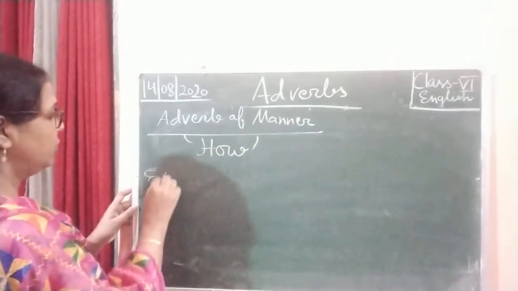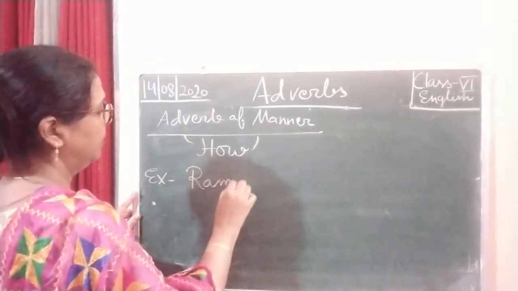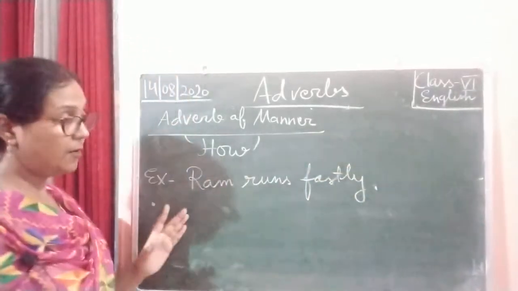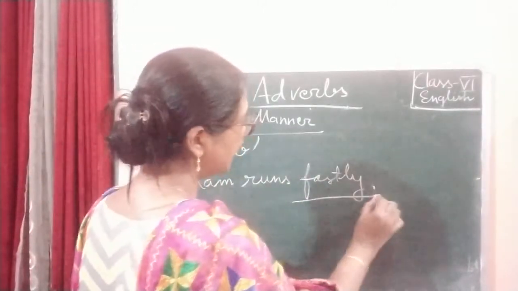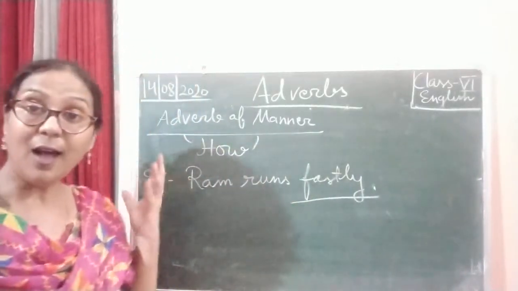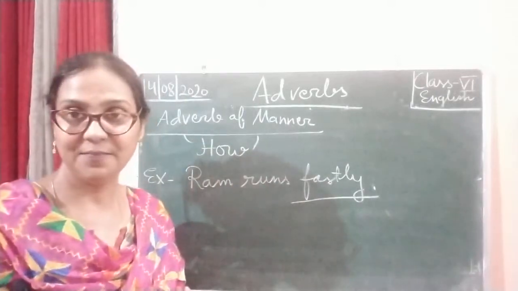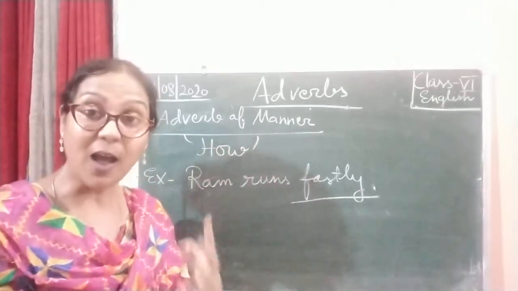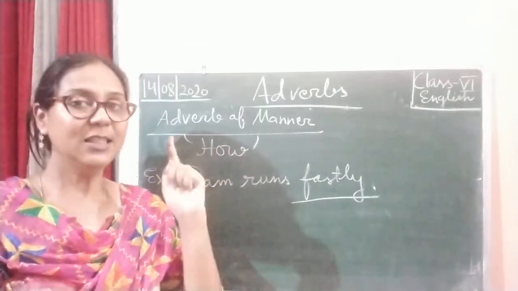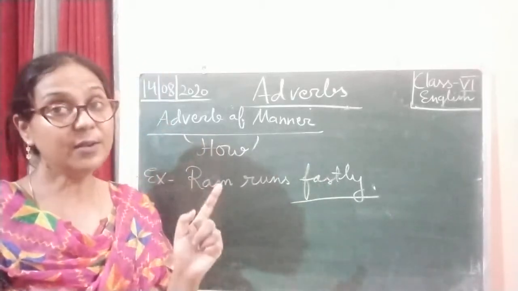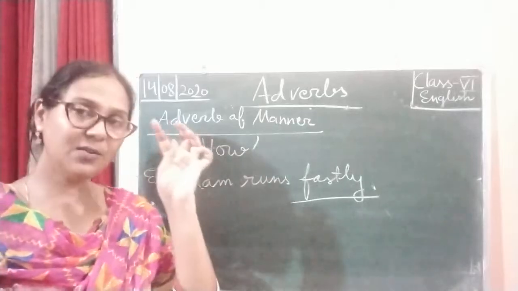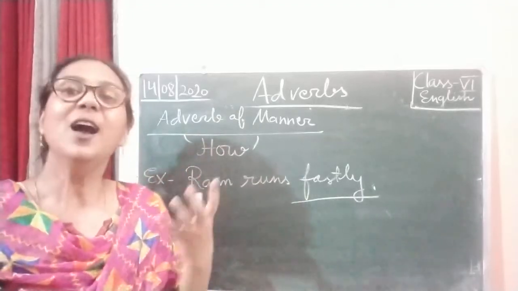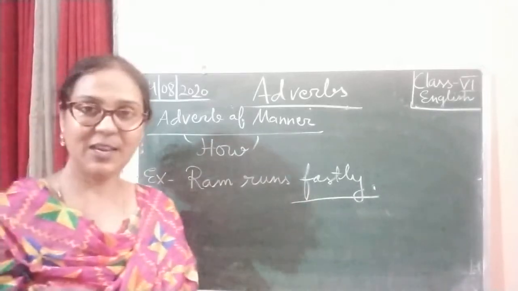Now here, if I give you an example: Ram runs fastly. Now here you can see fastly is giving an answer to how Ram runs. The quality of his running is shown by fastly. How Ram runs. Always keep this word in your mind. Whenever you have to solve exercises, just remember one thing: adverb of manner asks the question, or gives the answer, of how the work is done. So we always keep that in our mind.